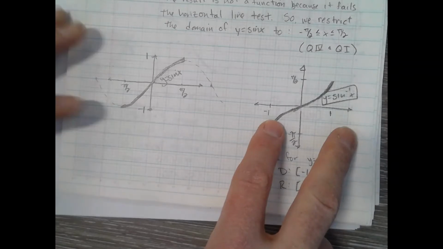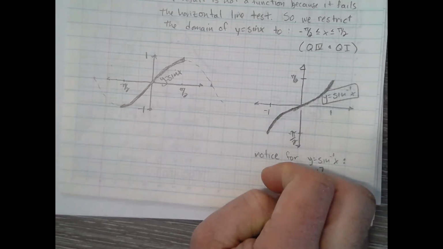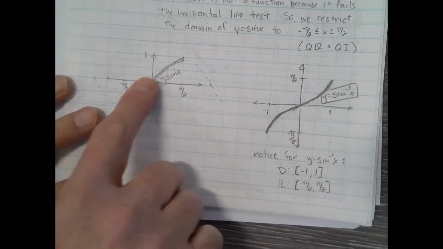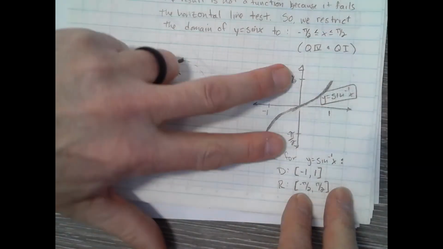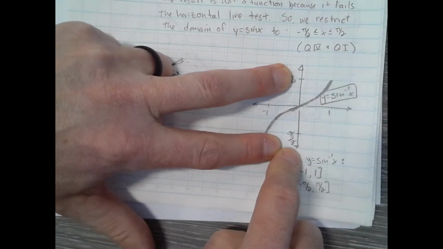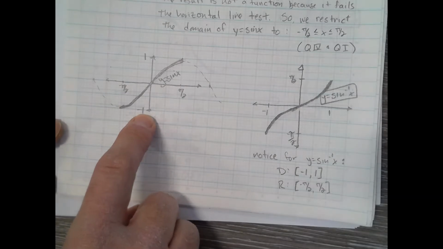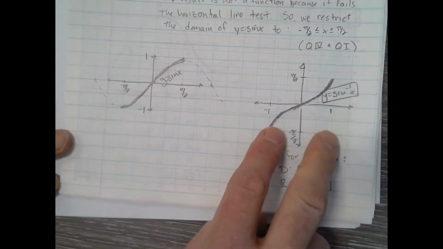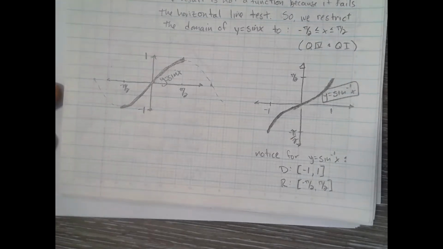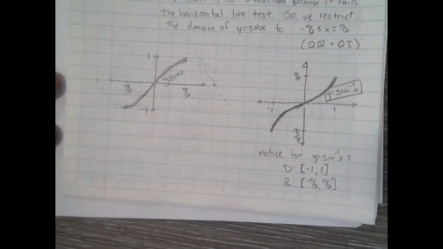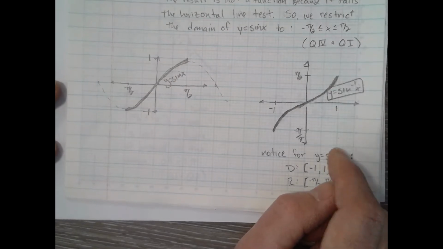Now remember, the domain and range switch when we go from a function to its inverse. So if this domain is negative pi over 2 to pi over 2, then the range of the inverse is going to be from negative pi over 2 to pi over 2. And the range of sine x is from negative 1 to 1, so the domain of inverse sine is from negative 1 to 1. That's what I have written right there. So that's what the graph of the inverse sine looks like.